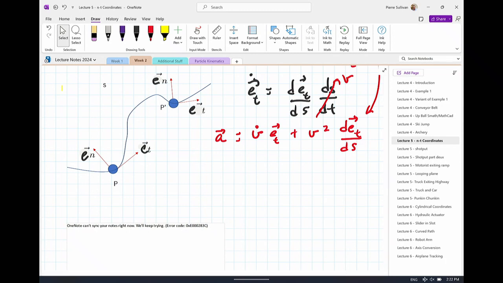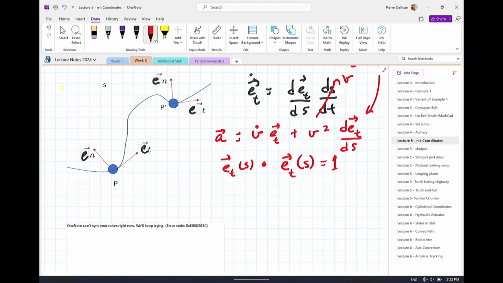Which is good. I can also say, well, E sub t as a function of s dotted with E sub t as a function of s is equal to 1. It's a unit vector. Dotting it with itself just gets you the magnitude. The magnitude is 1. Super.